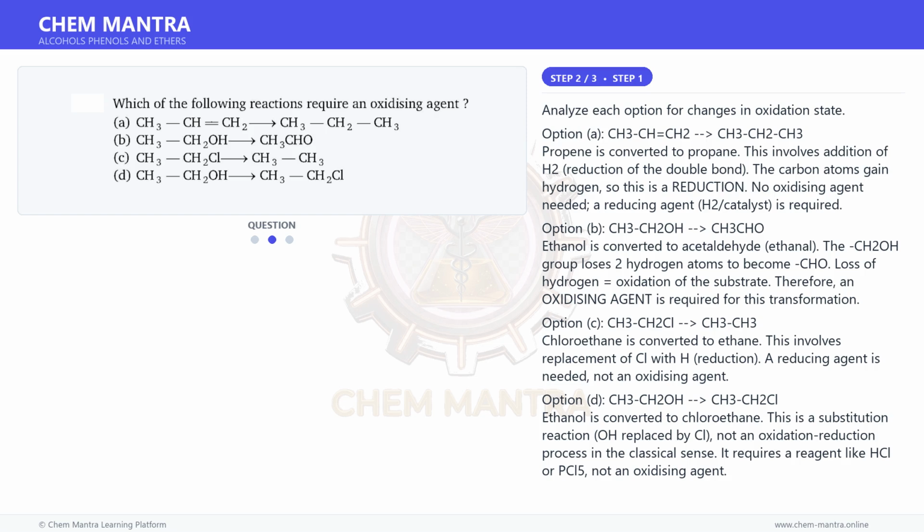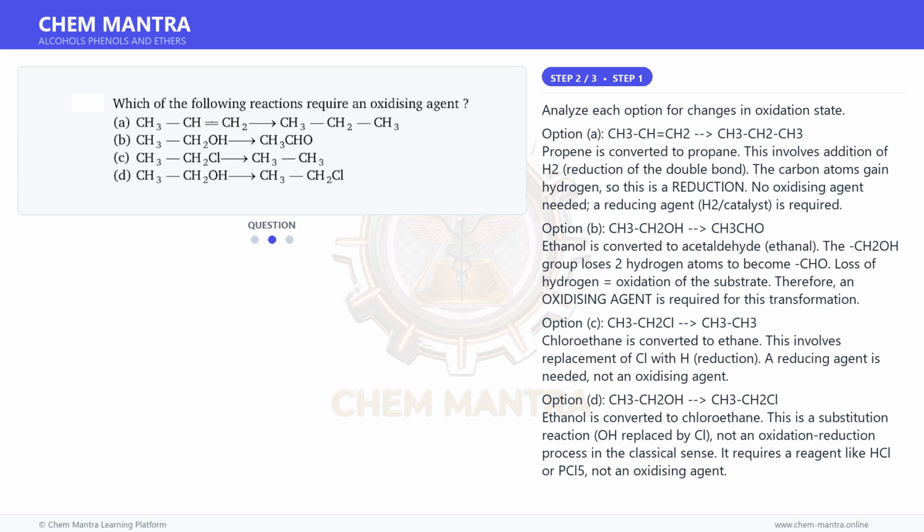Option A, CH3CH=CH2 to CH3CH2CH3. Propene is converted to propane. This involves addition of H2, reduction of the double bond. The carbon atoms gain hydrogen, so this is a reduction. No oxidizing agent needed, a reducing agent, H2 with a catalyst, is required.